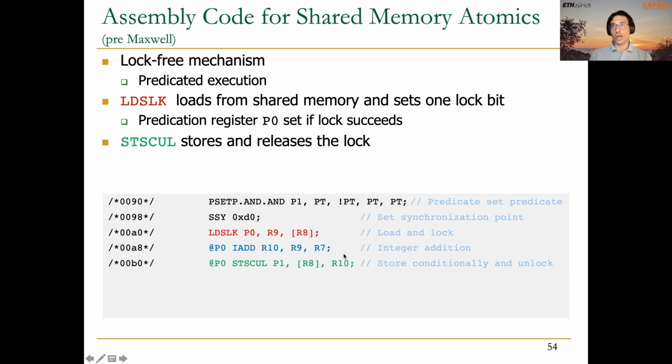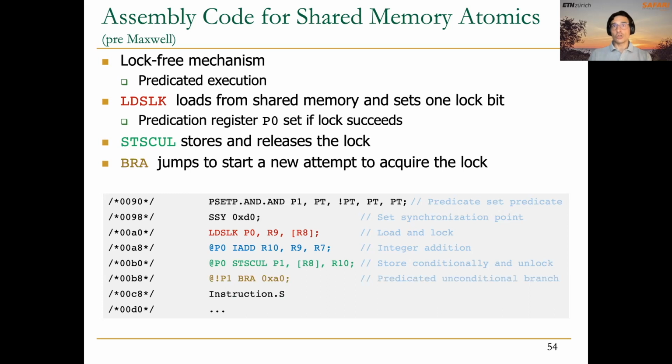And it's a store and unlock. So it writes the value obtained after the integral addition, and then unlocks the corresponding lock bit, so that it is free and available for other warps that want to update the same memory location. Those threads that could not update the corresponding position because they were not able to acquire the corresponding lock bit have the opportunity to branch and start this lock-free loop again and try again to update.